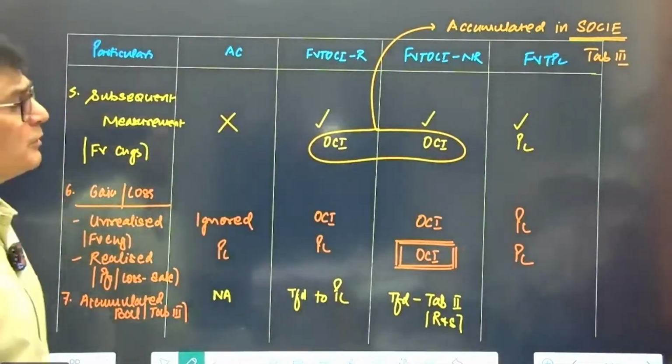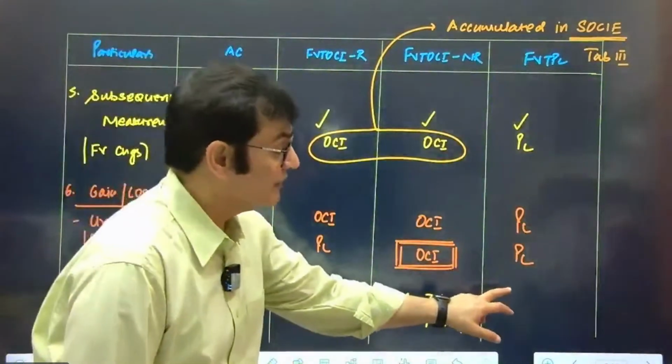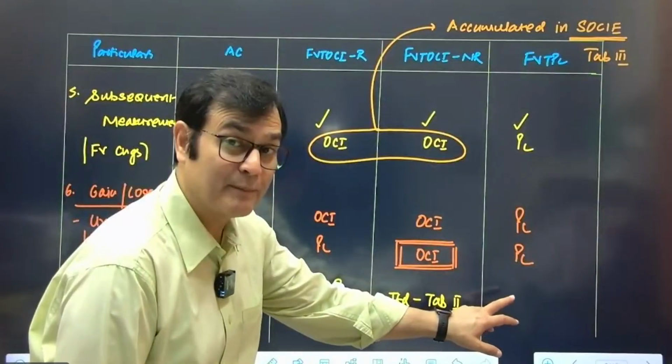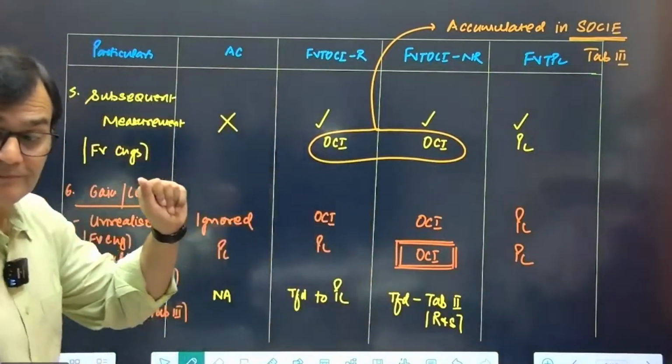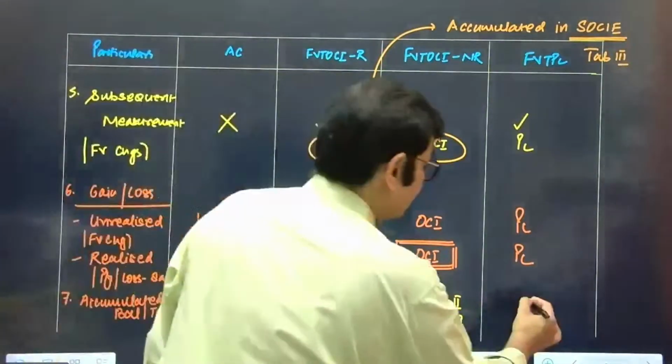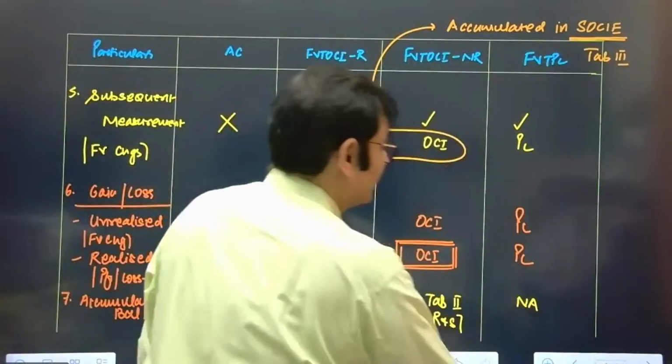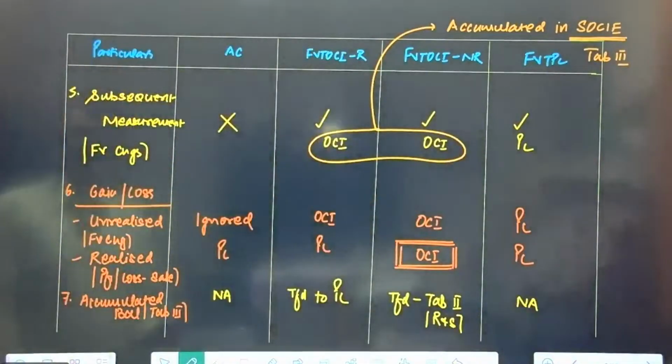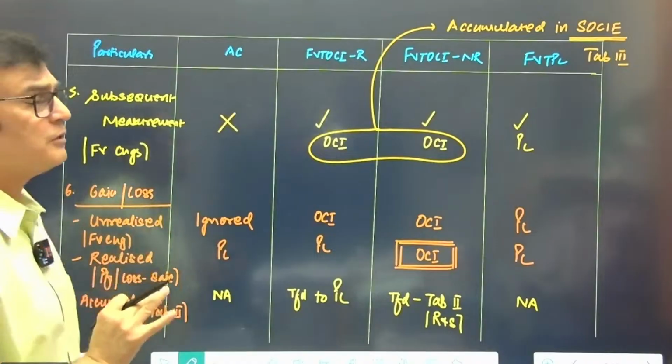And what about the case of profit and loss? Will there be accumulated balance in terms of tab number 3? No, sir. We are directly charging to P&L. Yes, so not applicable again. Wonderful indeed. So I think that takes care of the summary chart in terms of various permutation combinations.